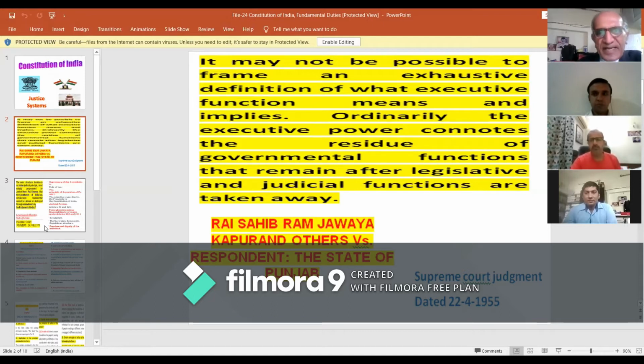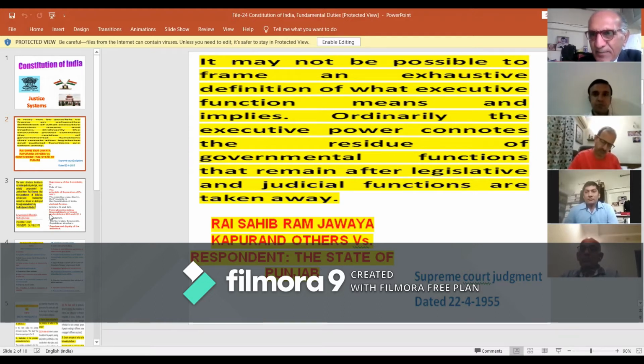Now, in Rai Sahib Ram Jawaya Kapur and others versus State of Punjab, it has been laid down that it is not possible to give an exhaustive definition of the executive functions, but it may be implied that ordinarily the executive power connotes the residue of the government functions that remain after legislative and judicial functions are taken away.